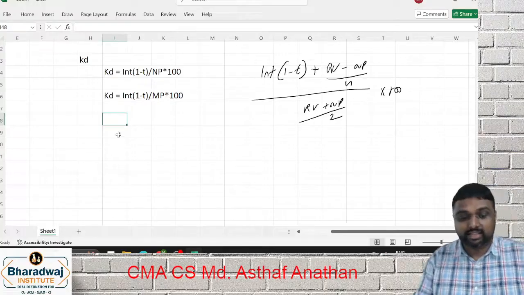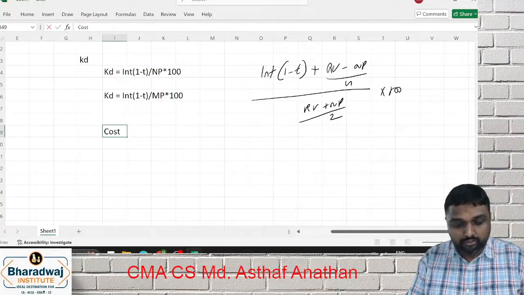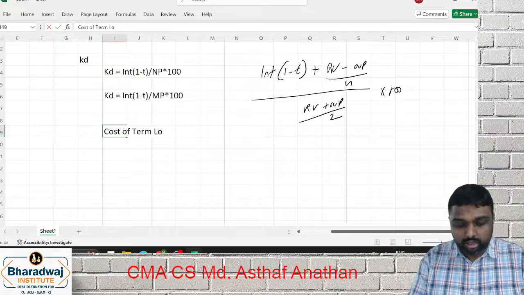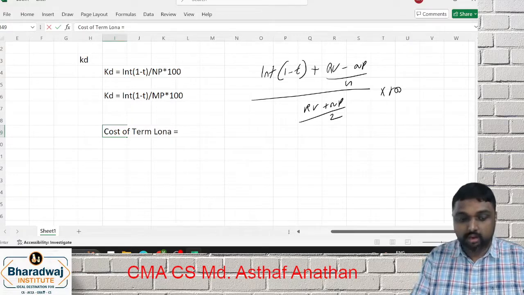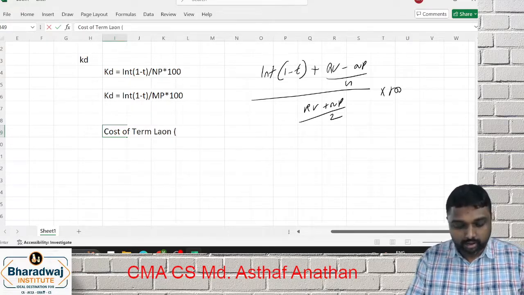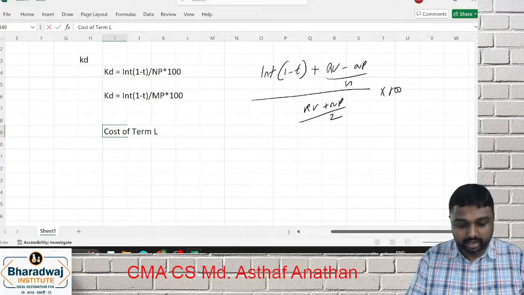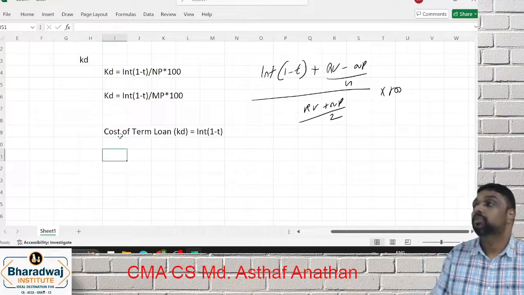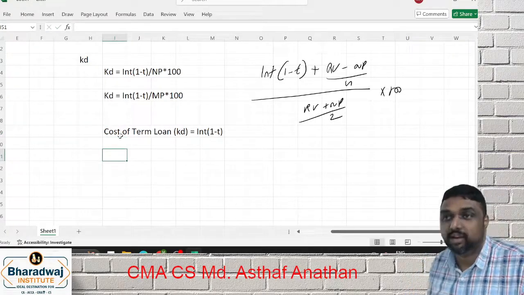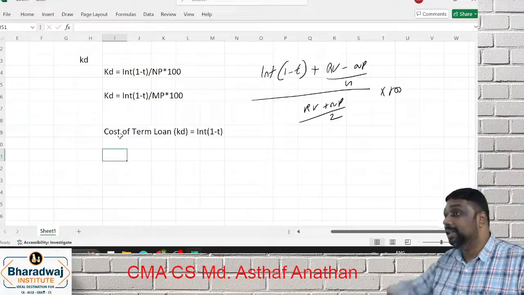Then finally, we discuss the term loan. Cost of term loan. Term loan also we call it as what? KD only. That is, the interest rate is already given in the question. So interest into 1 minus tax. Are you clear? So this is the whole method of computing.